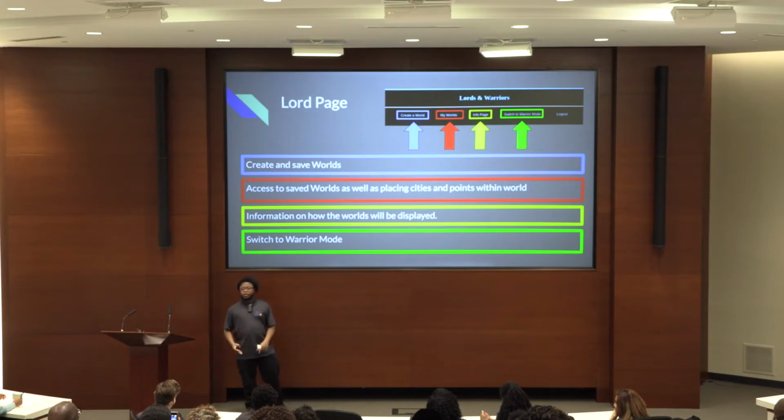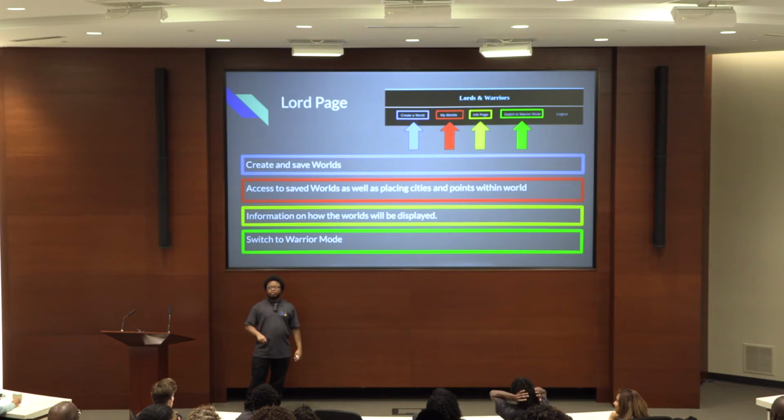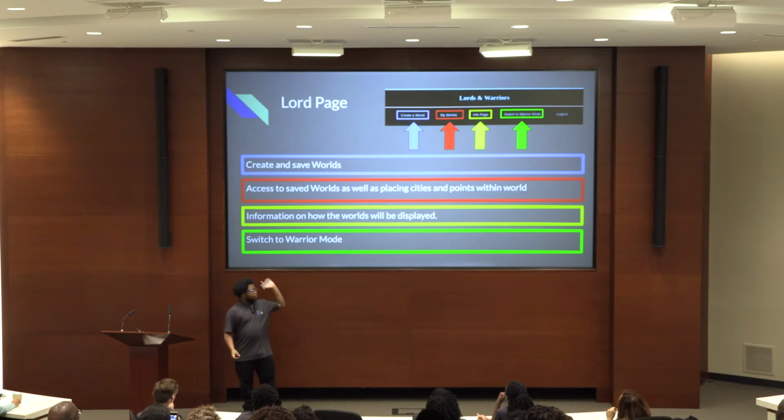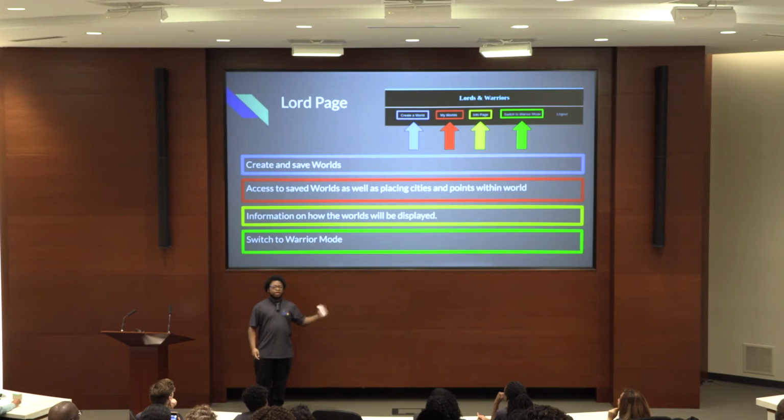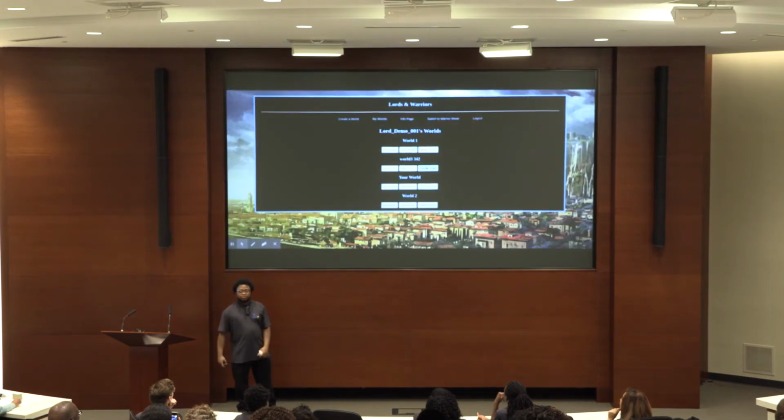When they originally log in and go through the different tabs, you go to these different tabs to create worlds. One tab is for accessing the different worlds and their cities. Another tab is an info tab that shows you all the information on the board, so when you're looking at it, you know where things are. And another mode, if you're just tired of playing as a Lord, you can switch to a Warrior. Now we're going to go to a brief demo showing a Lord going to his world page and actually editing and adding a city.